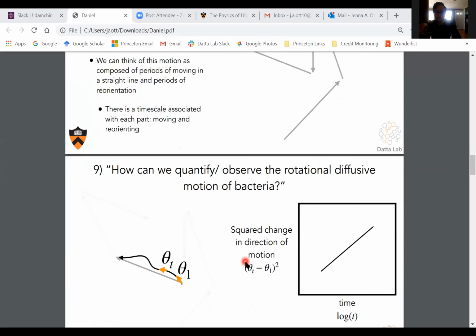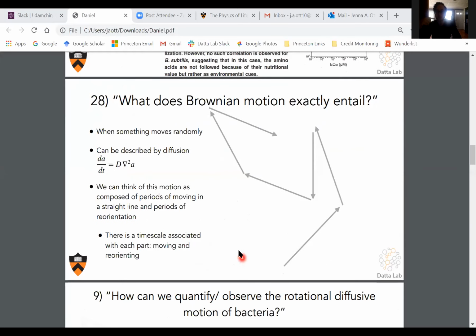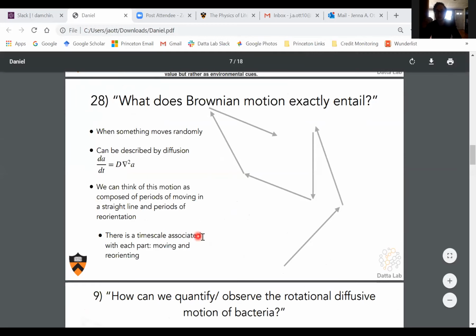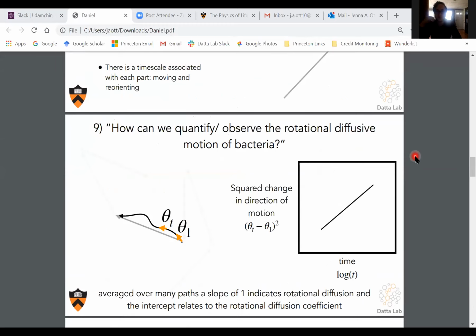And so there's an assumption here that I just told you, which is that when you're moving in a straight line, you're not changing direction along those arrows. But this next question gets at a deeper level of what it means to be moving in a straight line. How can we quantify, observe the rotational diffusive motion of bacteria?